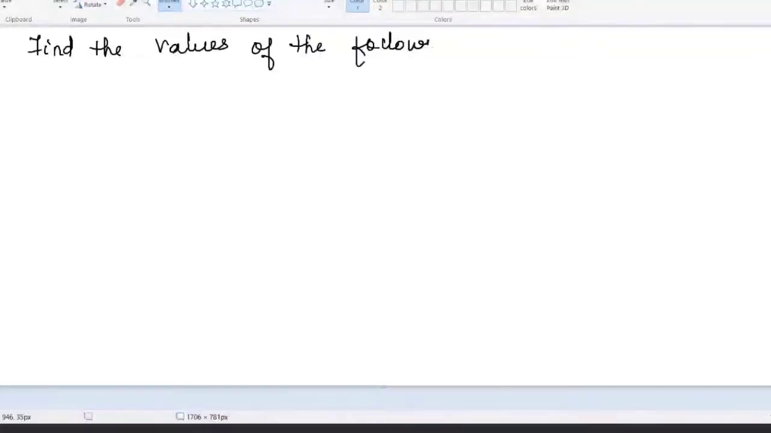Find the values of the following trigonometric functions.